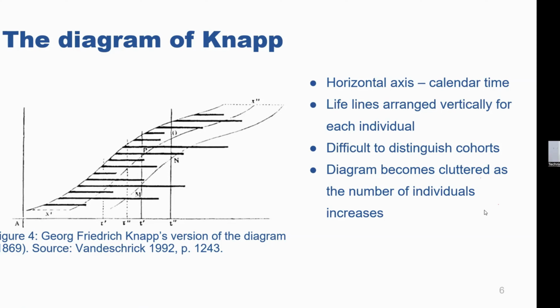And so came Georg Friedrich Knapp, who proposed his idea to put calendar time on the horizontal axis, yet stack each individual vertically above another. This helped to distinguish the lifelines, yet still made it hard to distinguish cohorts. And even so, he was the first one to study individual lifelines.